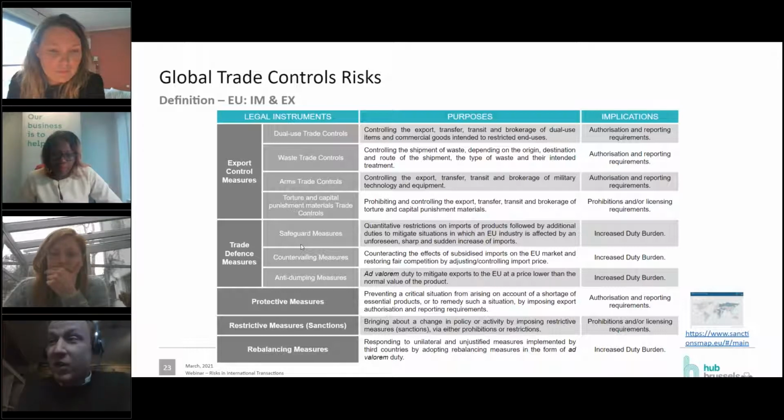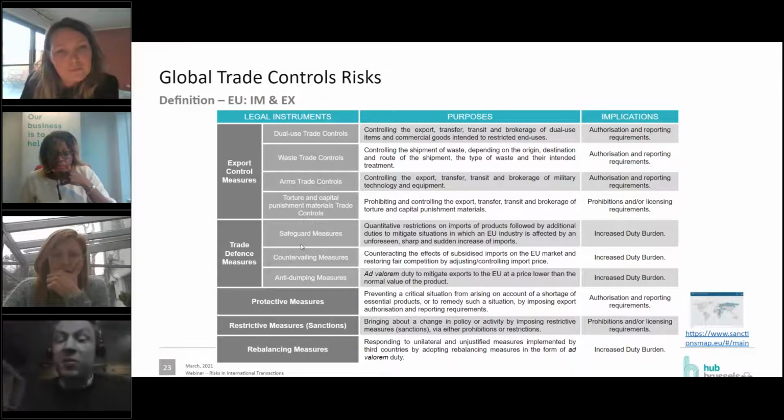So safeguard measures are indeed a type of trade defense measure, imposing quantitative restrictions on imports of products, followed by additional duties to mitigate situations in which an EU industry is affected by an unforeseen, sharp and sudden increase of imports. I don't know if, to a certain extent, you as economic operators are active or deal with products of the steel industry.